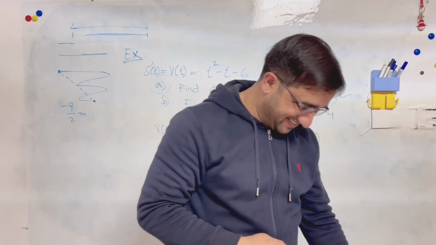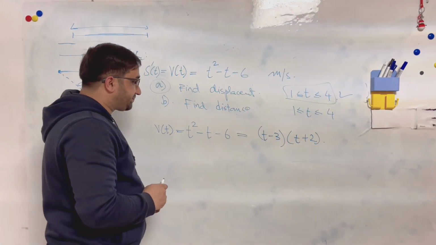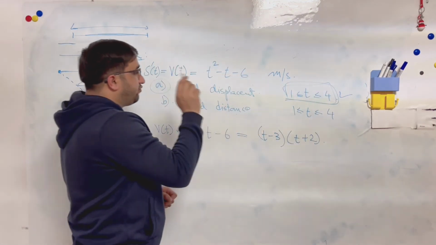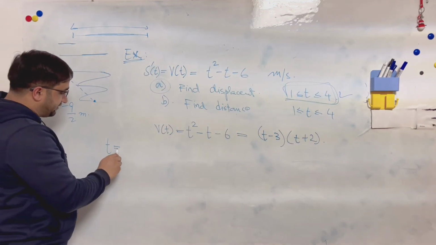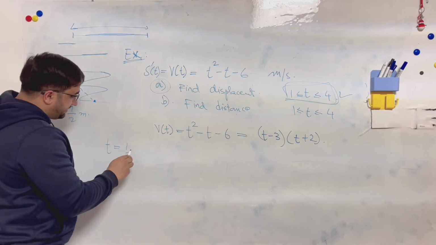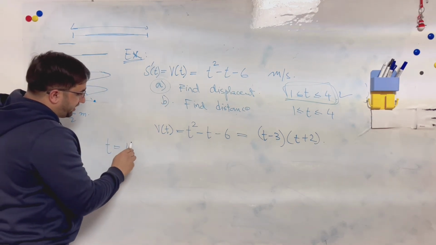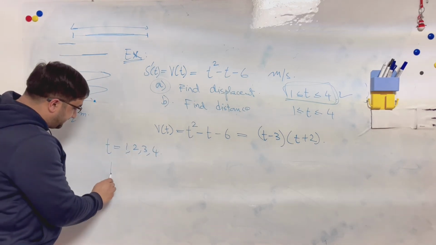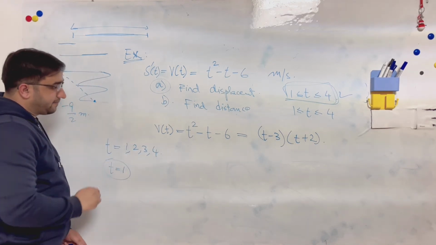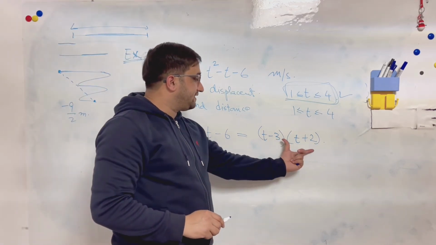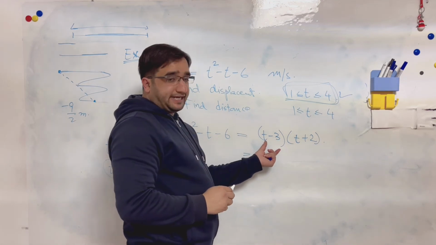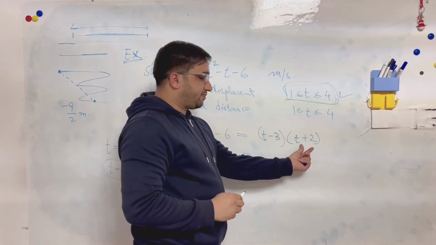No, it's easy. Okay. Now, look, the time interval is 1 to 4. That means I have 4 values. If I talk about the integers, the values for t are 1, 2, 3, 4. If I take t equals 1 for the first second and put 1 in these two factors, the answer will be 1 minus 3, a negative number, and this is always positive.